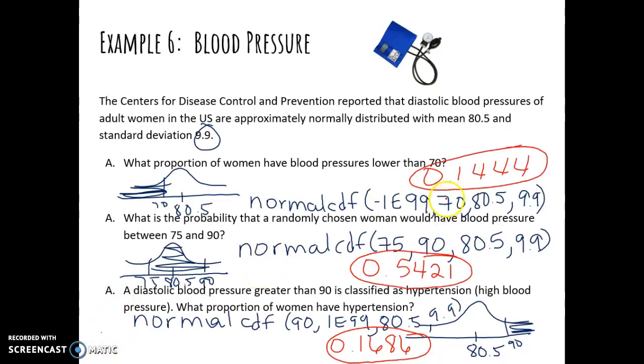Okay, so here are the correct answers. 0.1444. We go normal CDF from negative infinity, negative 1e99, to 70, with 80.5 and 9 as your mean and standard deviation. For the next one, we do normal CDF 75, 90, 80.5, 9 and get 0.5421. And last, normal CDF 90, infinity or 1e99, 80.5, and 9, and we get 0.1686.